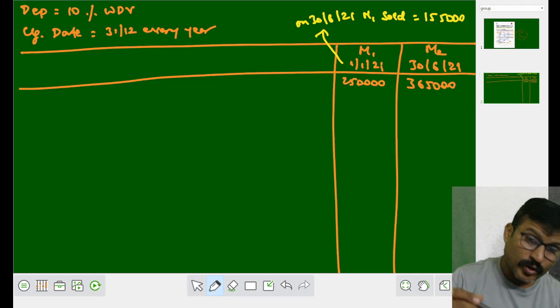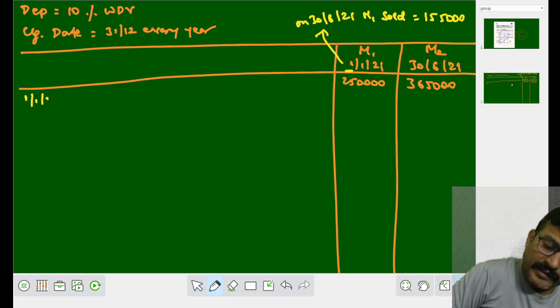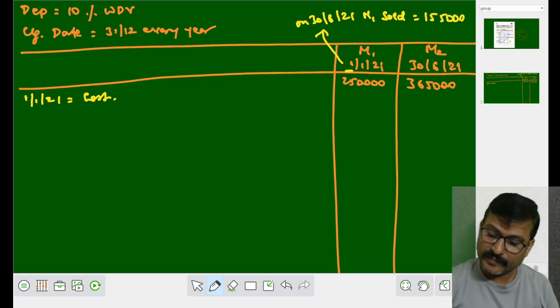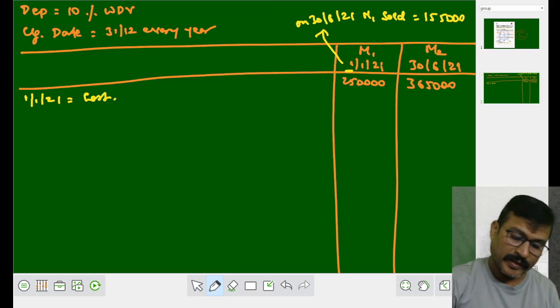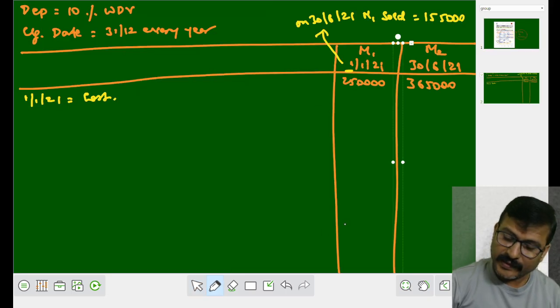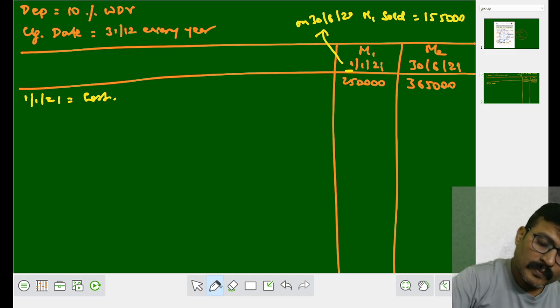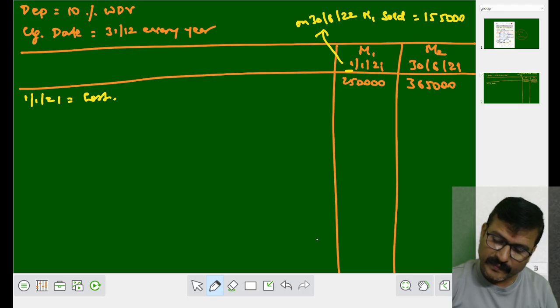Now, I should write some date. What should I write? I am supposed to write the same date. What is that? 1st January 21. I am supposed to write it as cost. See, 1 minute. What happened? When is it sold? 30th June 22. It is not 21. This machine is sold on when? 30th June 22. Okay, fine. Shall I start the solution?